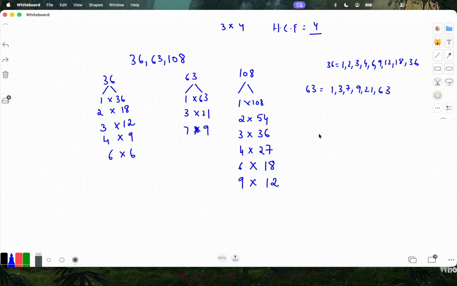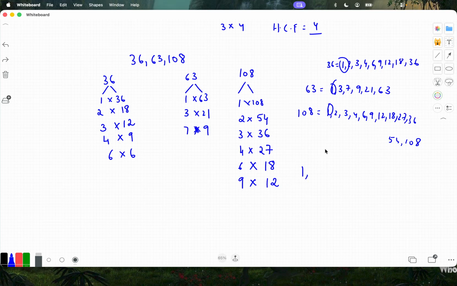Okay, now list down all the factors of 108. 1, 2, 3, 4, 6, 9, 12, 18, 27, 36, 54, 108. What are the highest common factors in this? 1, 1, 1. So let's write 1.